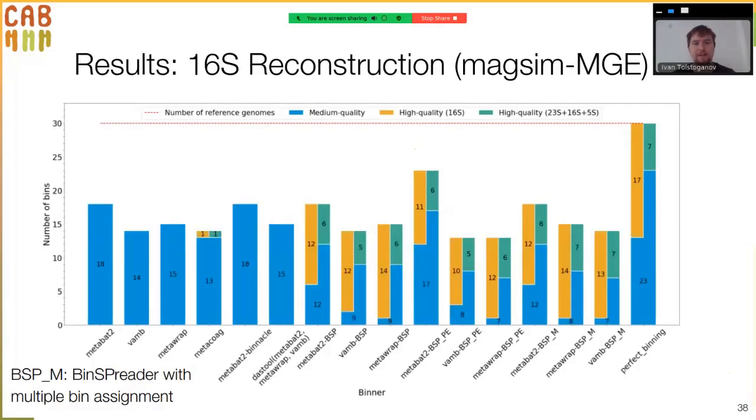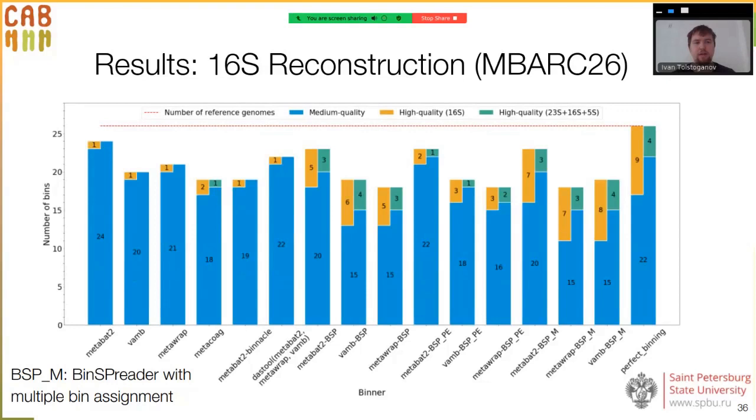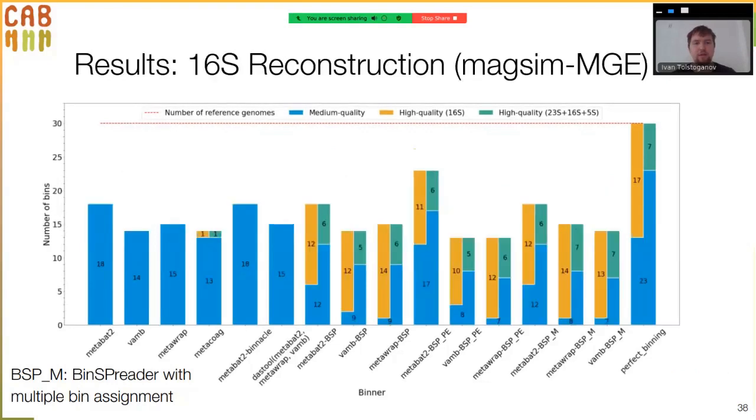For BMOC12 dataset, the assembly quality is not good enough to estimate rRNA reconstruction because there is only 1 high-quality MAG in the perfect binning. So this MAG was not reconstructed by any of the refiners. And for Maxim MGE dataset, BinSPreader refining also led to saturation of MAGs with rRNA genes rather than increasing the number of medium quality MAGs.